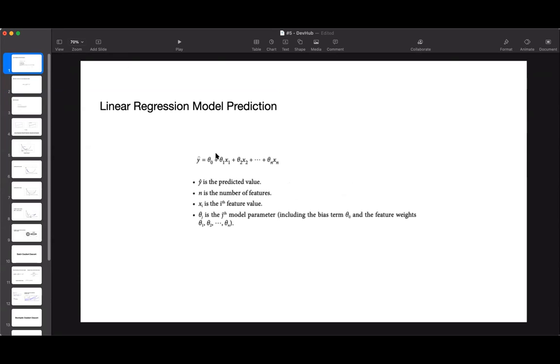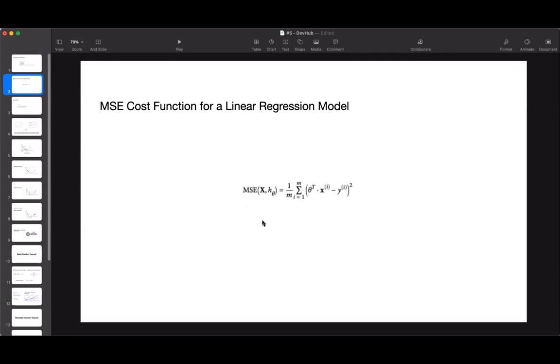For this purpose, we first need a measure of how well or how poorly the model fits the training data. The most common performance measure of a regression model is the root mean square error, RMSE. Therefore, to train a linear regression model, you need to find the value of theta that minimizes the RMSE. In practice, instead of computing the RMSE, we minimize the MSE, because calculating the MSE is much easier than calculating the RMSE. This is the MSE expression, which we minimize when we train a model.